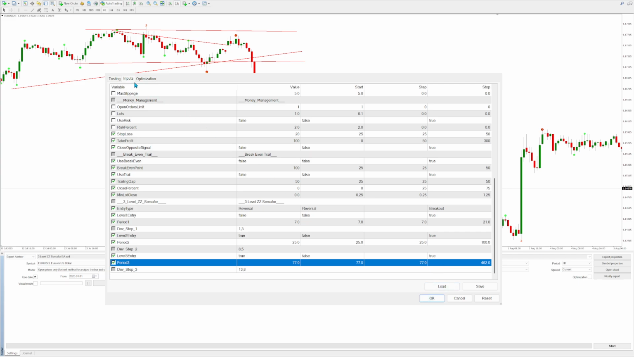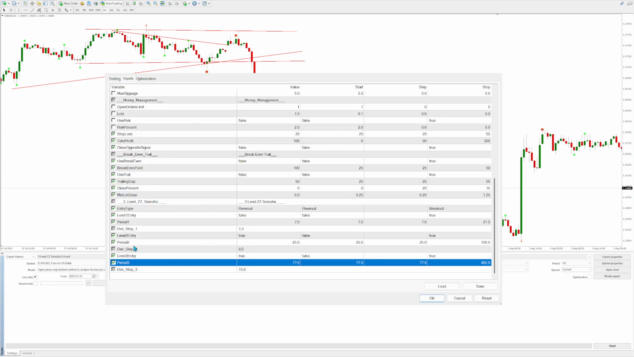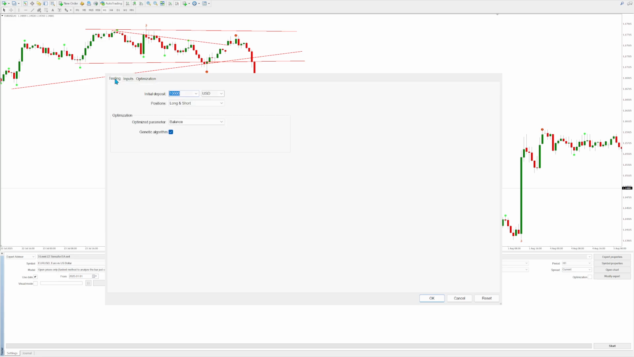Okay, so if you go under the testing tab here, well, one thing actually, the more settings you choose and the more steps you do, the longer it will take. And again, it can depend on the power of your computer how long the back test will take. If you go under the testing tab, you can choose your desired start balance and also genetic algorithm.